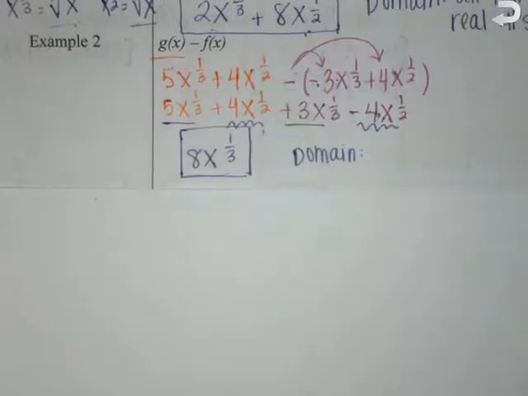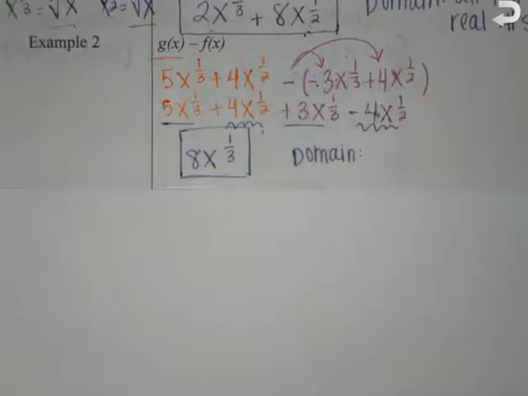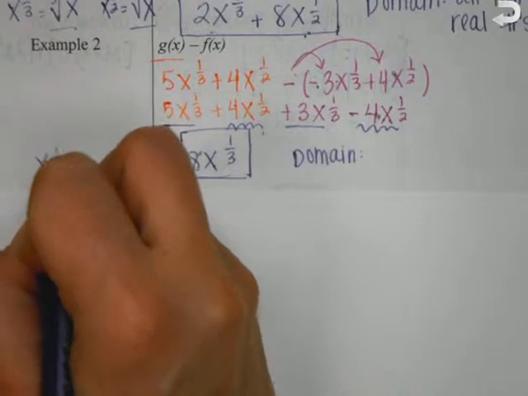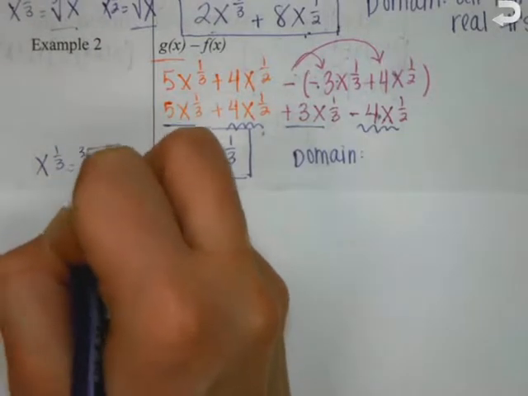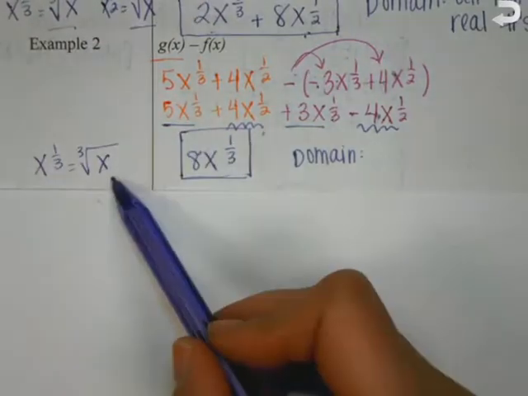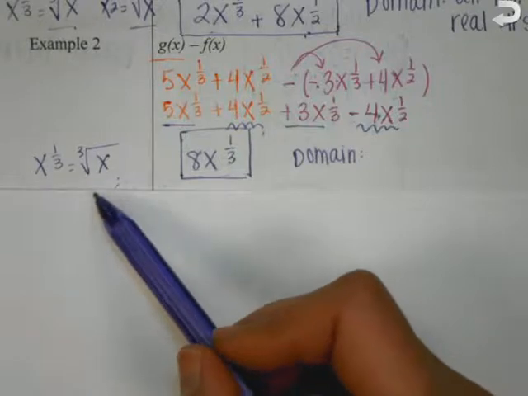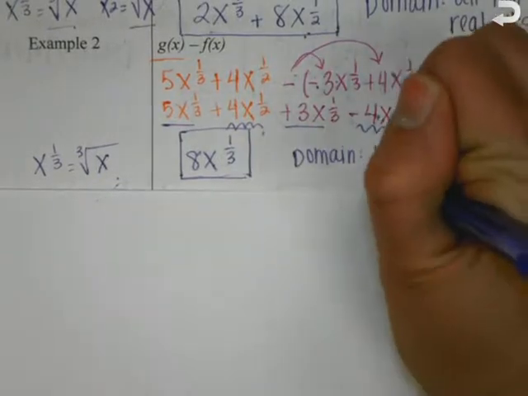So then what's my domain? What can I plug in for x? Yeah, because it's a power of 1/3, remember x to the 1/3 is a cube root of x. That's not restricted, right? I can put positives in there, I can put negatives in there, I can put 0 in there. So my domain is all real numbers.